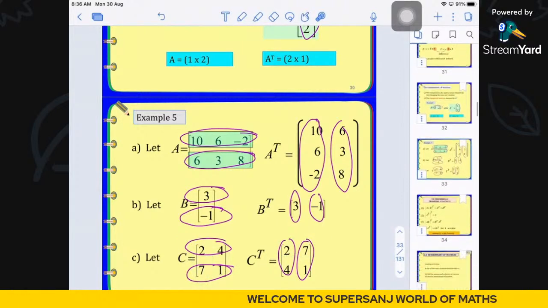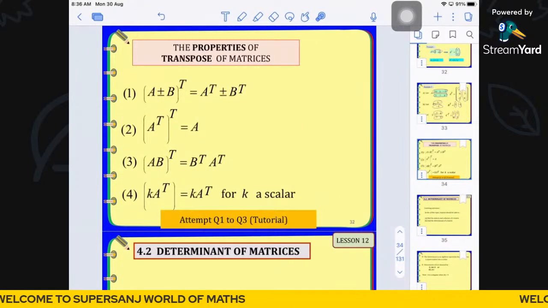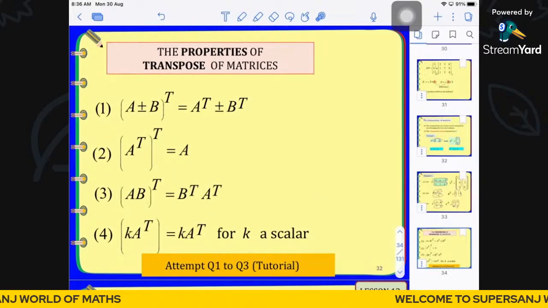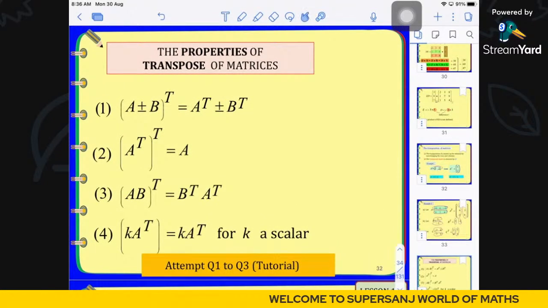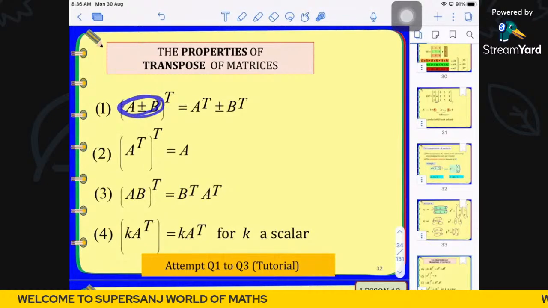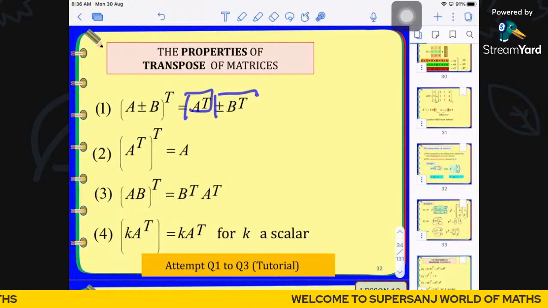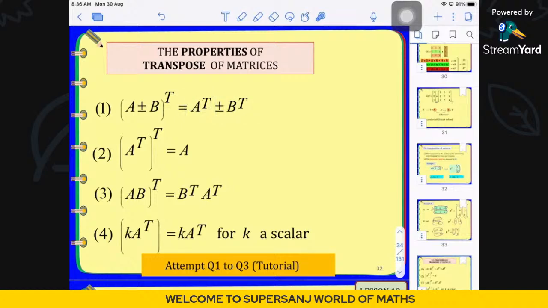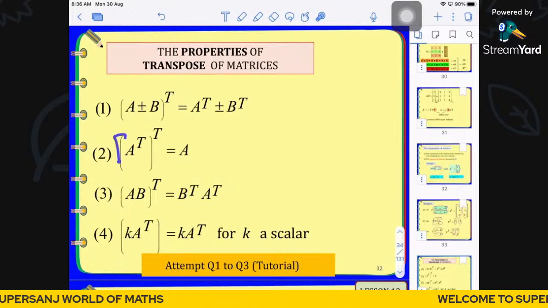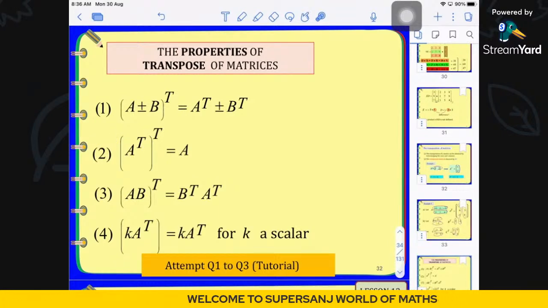But then we have properties of transposition. The properties of transpose are very, very important. We can say that for two matrices, if you add together or subtract together and then take the transpose, it is the same as taking the transpose of each and then adding or subtracting. Means you add first, then transpose, or transpose first, then add, is the same thing. And if you transpose two times, A transpose again, then it becomes A. Understand? If A transpose, you transpose back again, it will become A again.